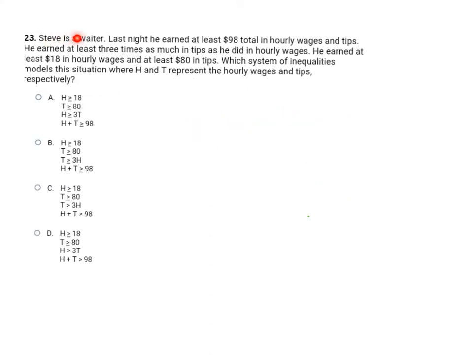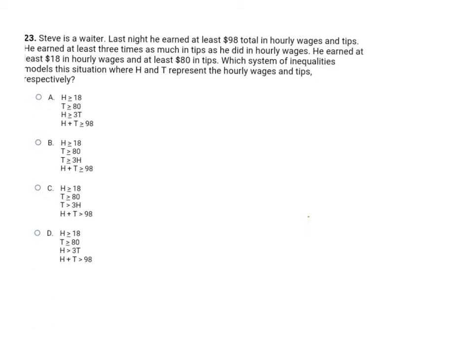This problem reads, Steve is a waiter. Last night he earned at least $98 total in hourly wages and tips. He earned at least 3 times as much in tips as he did in hourly wages. He earned at least $18 in hourly wages and at least $80 in tips. Which system of inequalities models this situation where H is hourly wage and T is tips? And so we have to get 4 inequalities from this. So take it sentence by sentence.